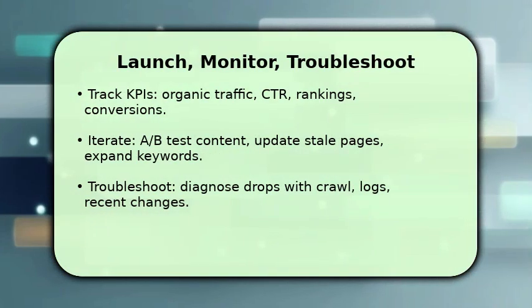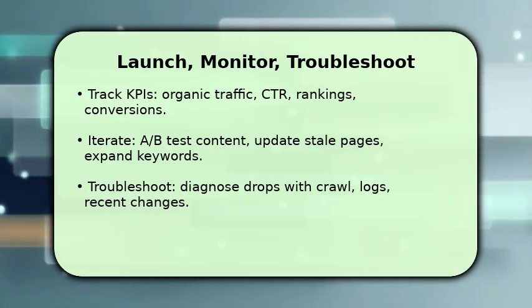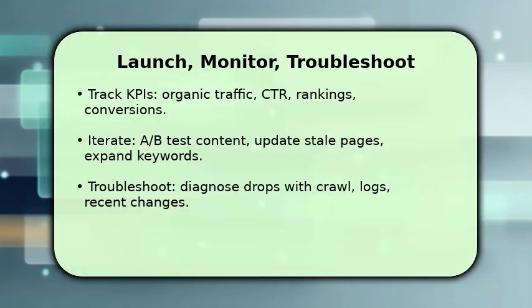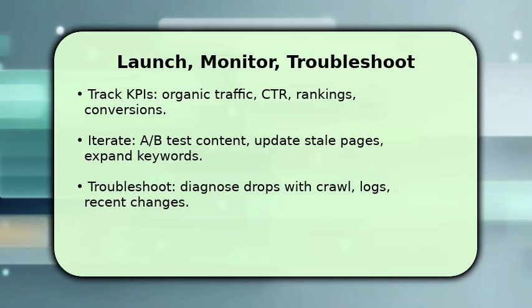To finish, launch prioritized changes and monitor KPIs: organic traffic, CTR, rankings, and conversions, because trends reveal impact. Then iterate: A/B test titles and snippets, update stale content, and expand into related keywords that show demand.